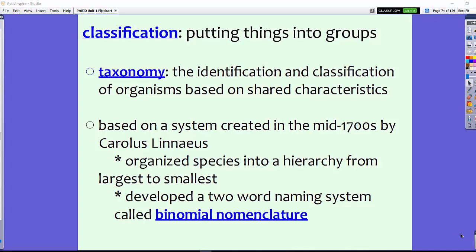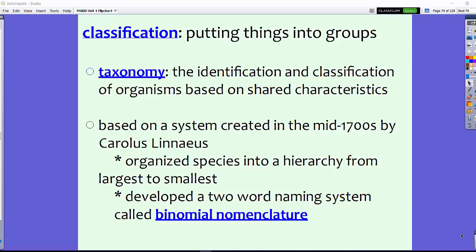Scientifically, we talk about classification in terms of taxonomy. Taxonomy is the identification and classification of organisms based on shared characteristics. Taxonomy started back in the mid 1700s by Carolus Linnaeus, and he's credited with creating a system in which he organized species into a hierarchy from largest to smallest. He started off with some larger groups, and in those larger groups were smaller groups.